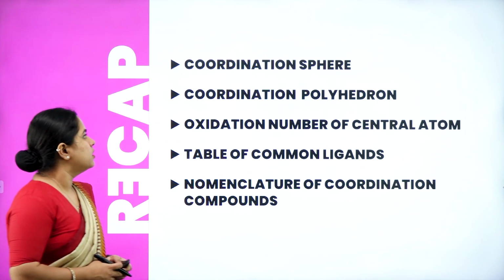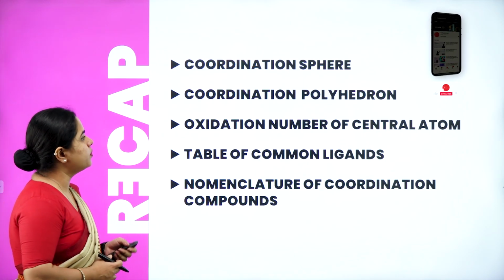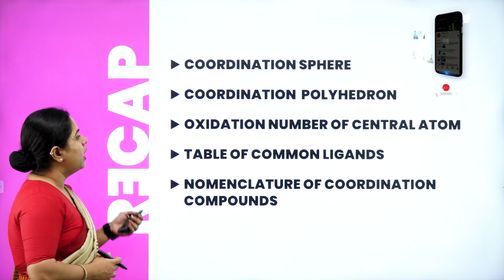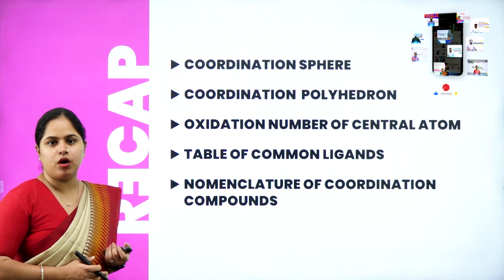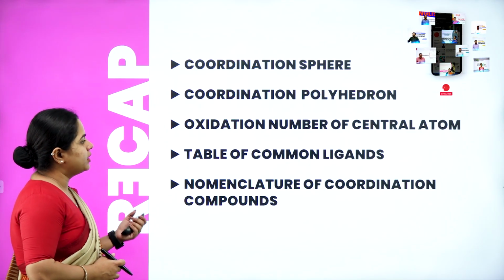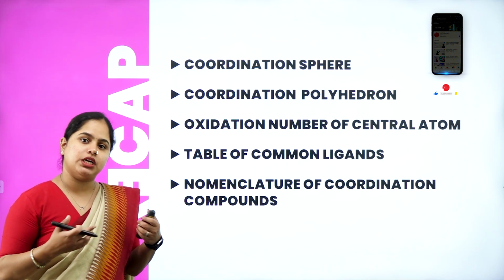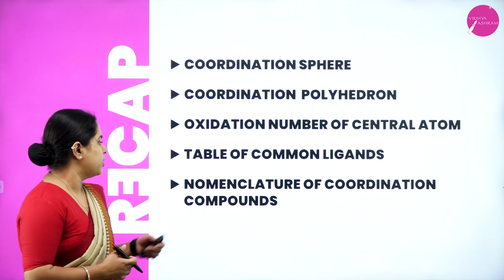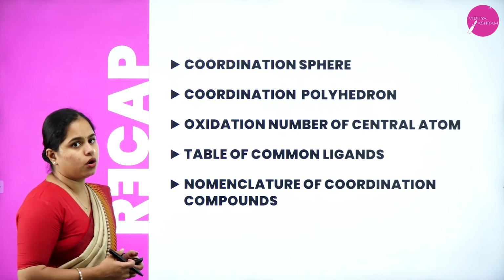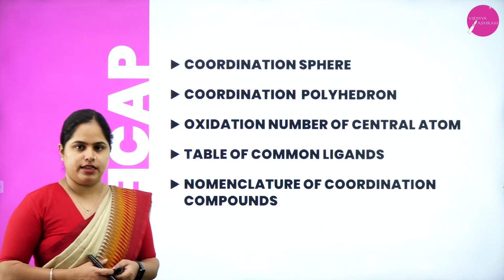So in the last session, we studied what a coordination sphere is, what a coordination polyhedron is, and the oxidation number of the central atom, how to calculate the oxidation number, and the table of common ligands, which are the monodentate ligands, which are the bidentate ligands, which are anionic, cationic, and neutral, right? As well as the nomenclature of coordination compounds, in detail, we studied in the last session.